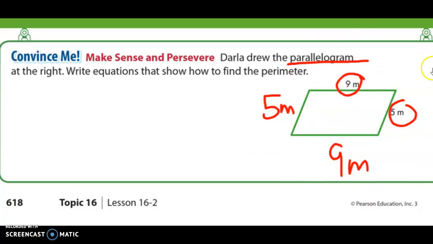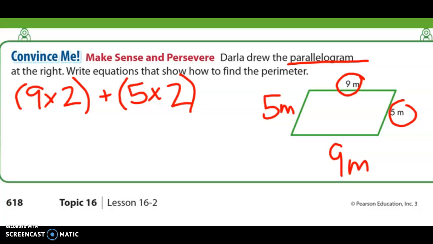Down here, there's 2 equations you could write. You could think of it as 9 times 2 plus 5 times 2. And I'm getting those numbers from, hey, I have 2 9s, and then I have 2 5s. So I can add my 2 9s to my 2 5s. Okay? I know that 9 times 2 is 18, 5 times 2 is 10, and together they would make 28.